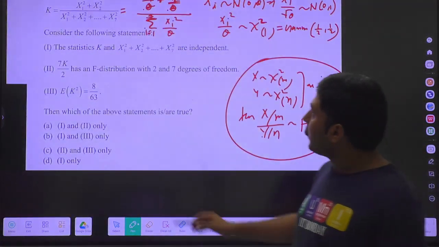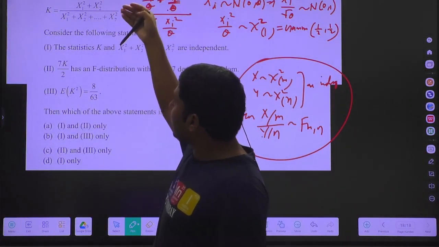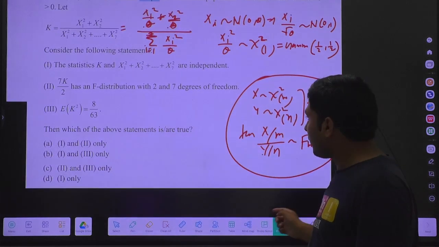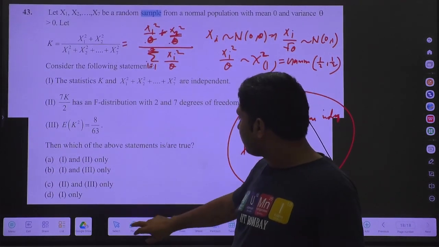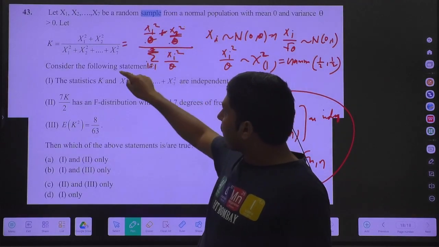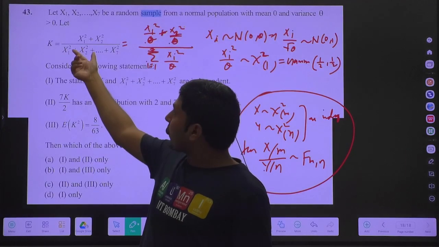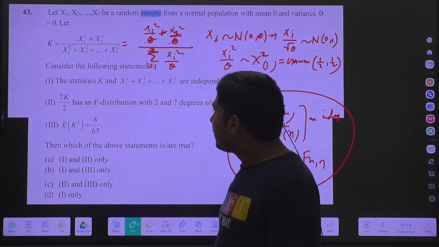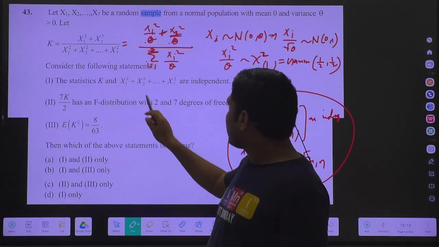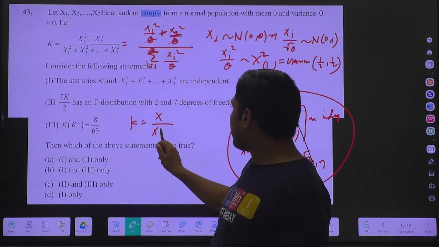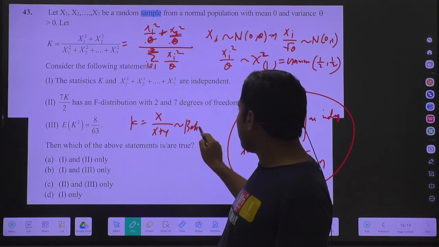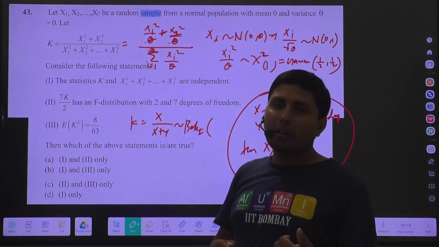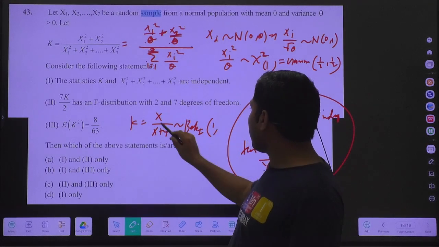So the question is K is a ratio, kind of like X upon Y, but see, they are not independent. So you can write this is X and the remaining one you can call Y. So it's an X upon X plus Y kind. So that K is X upon X plus Y kind, and that will be beta first kind. The numerator is chi square 2, and chi square 2 is gamma 1 comma 1 by 2. So it will be 1 and X plus Y.